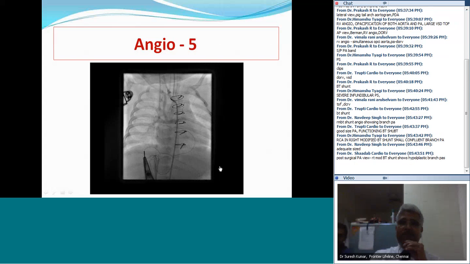And if you look hard enough, you will see that at the origin of the shunt from the subclavian, there is a little narrowing of the BT shunt also. If you watch here, you find that the proximal part of the shunt is a little narrowed. So when you are shown a very simple angiogram like this, be careful that you describe it completely.